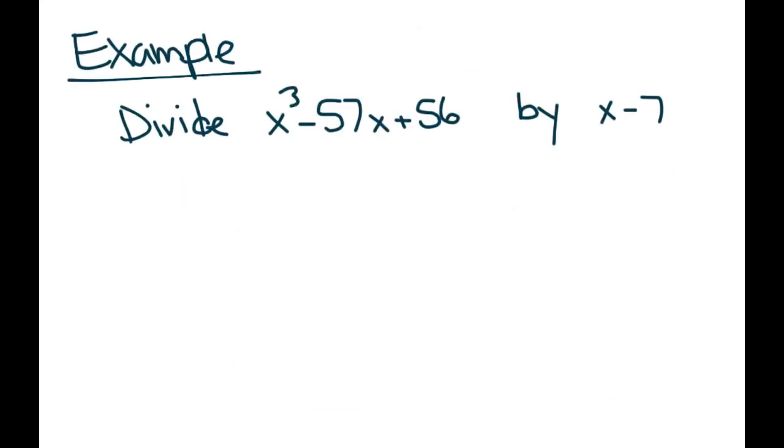On your own, I'd like you to divide x cubed minus 57x plus 56 by x minus 7. Hint: there is a missing term in this polynomial. Now you're ready to set up synthetic division.